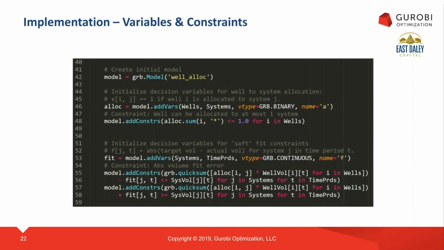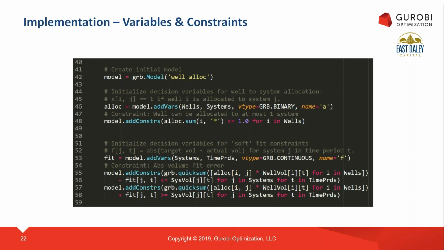So variables and constraints. On line 42, we're just initializing an instance of the model. On line 46, we're adding the well variables, and you can literally just do a cross product of wells and systems. I'm feeding in a list of wells and a list of systems, and it's creating a binary variable for every single well and system combination. Line 48 is adding in the constraints that basically say a single well can be allocated to at most one system.